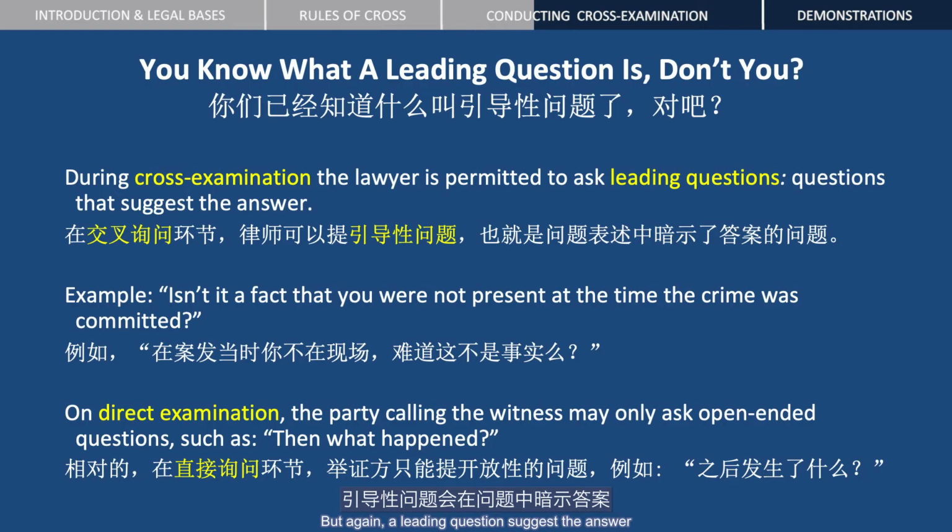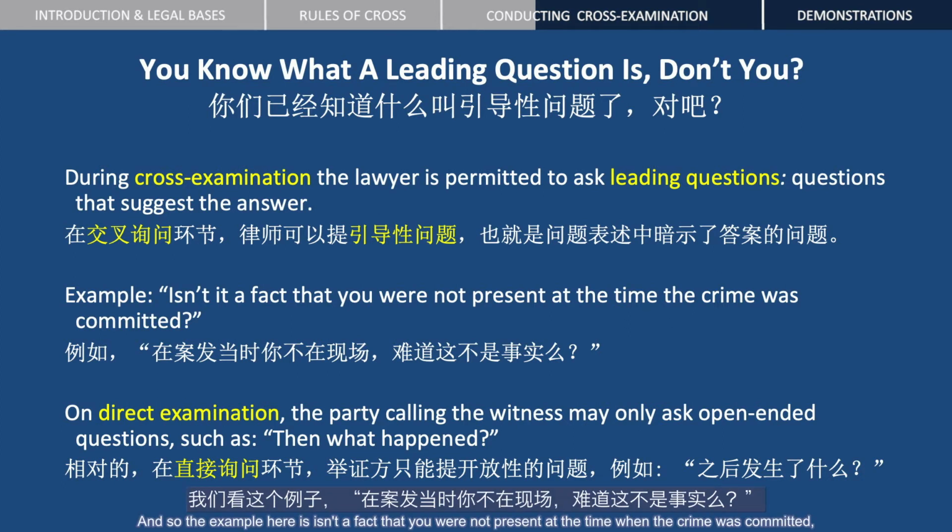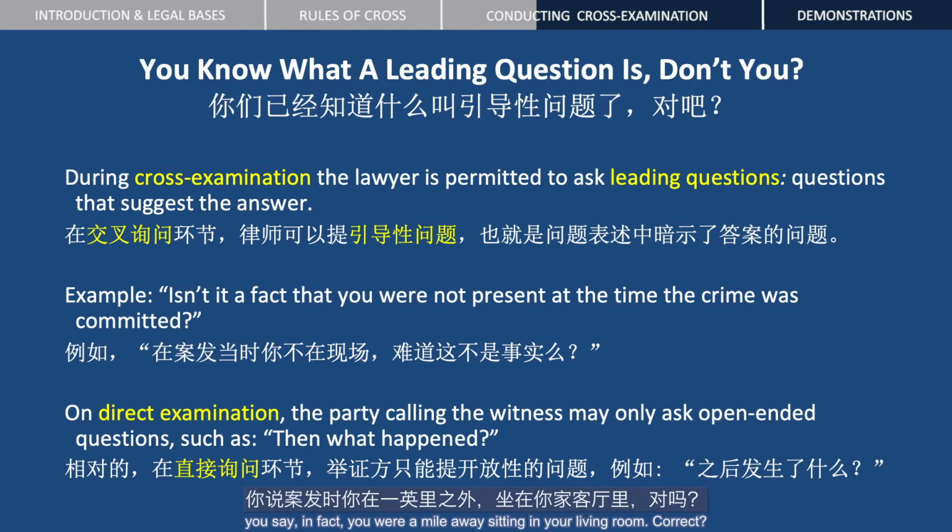But again, a leading question suggests the answer. You're making the statement that you want the witness to agree with. So the example here is a fact that you were not present at the time when the crime was committed. You say, in fact, you were a mile away sitting in your living room, correct?